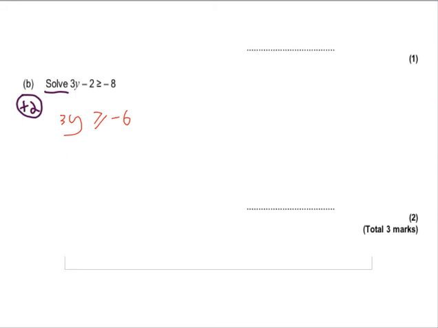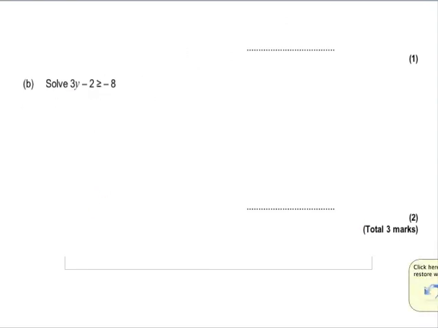So what's my next step going to be? I've got 3y, I want to find out what 1y is, so I divide by 3. If I've got 3y divided by 3, I'm left with y, and if I've got -6 divided by 3, I'm left with -2. So the solution to my inequality is y is greater than or equal to -2. And that's it. 2 easy marks. Okay? Again, when we're faced with solving inequalities, just deal with it in exactly the same way as a normal equation, but just make sure we leave the inequality symbol rather than an equal sign.